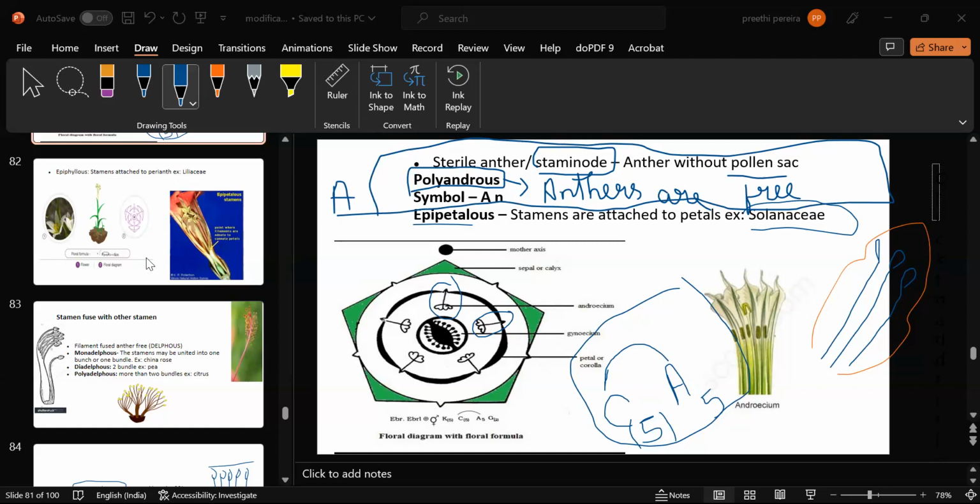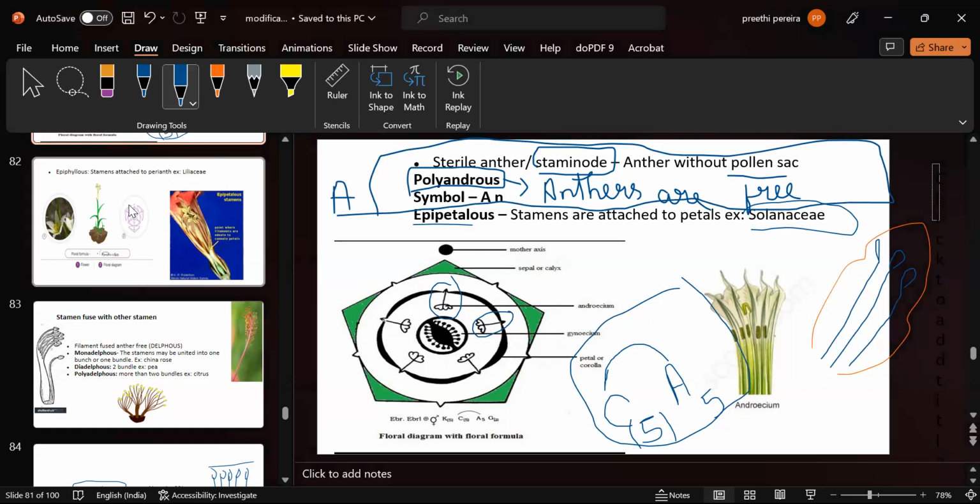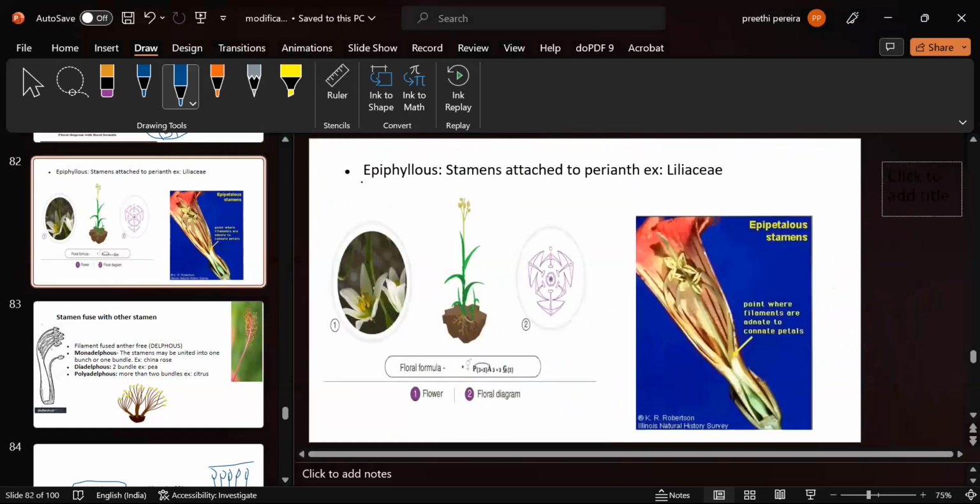Hope it is done. Next, we will move to the topic which says epiphyllous. Epiphyllous means the same, but the stamens are attached to the perianth. Same thing you will do. You will write perianth. Let me consider perianth is 5 in a plant. And androecium is also 5. So, since they are attached, you will put a mark like this.